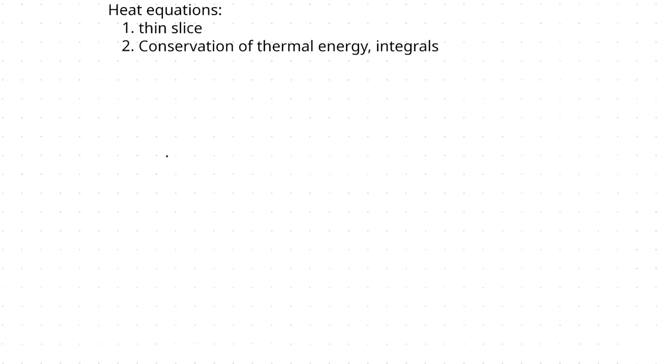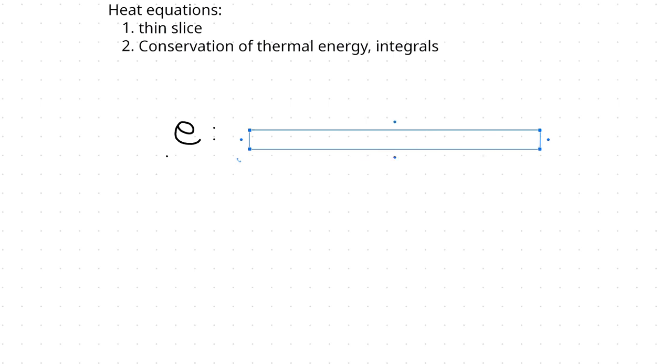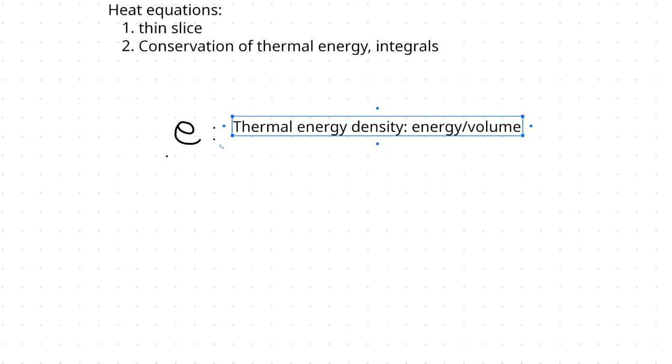So first, we need to define some terms. We have E, which is thermal energy density, right? This is energy per unit volume, and I should say thermal energy per unit volume. Now, if you multiply this by volume, you'll get the thermal energy.